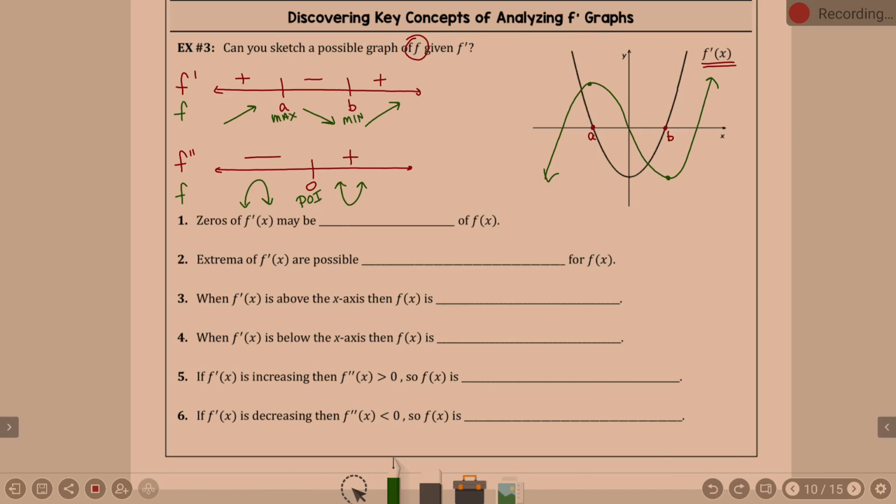Okay, unfortunately, I would have loved to have filled in 1 through 6 right now, but I was so unaware of the time.